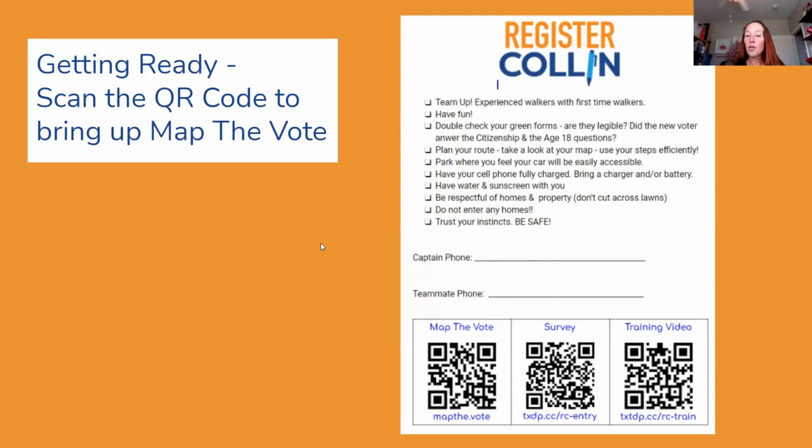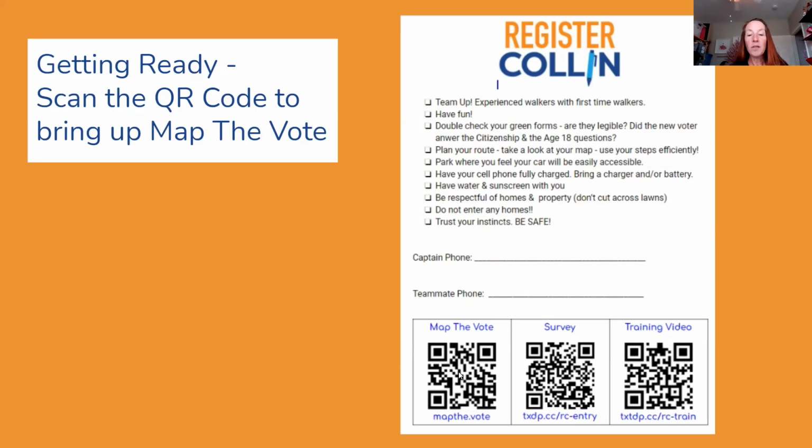This sheet is going to be on your clipboard. To get to Map the Vote, you can either type in the URL mapthe.vote into the browser application on your phone, or you can scan this QR code by taking a picture of it with your camera, and then it'll bring up a little square, and you can touch that square and it'll open up Map the Vote in your browser. And we do the same thing with the survey and the training video here. We're just using the QR codes as a shortcut to all of these awesome apps that you have available.